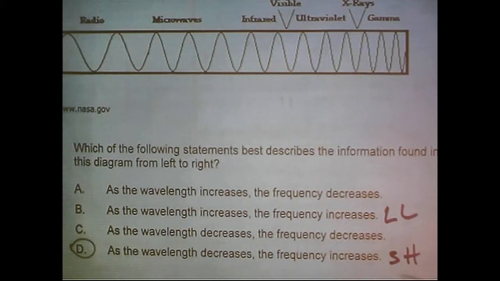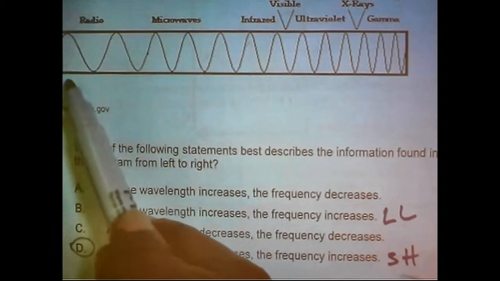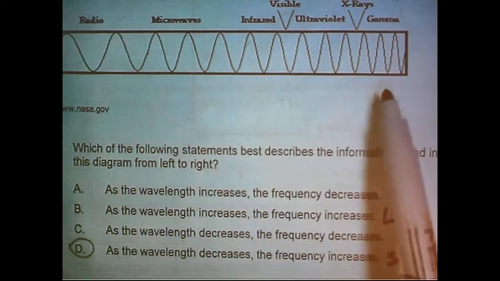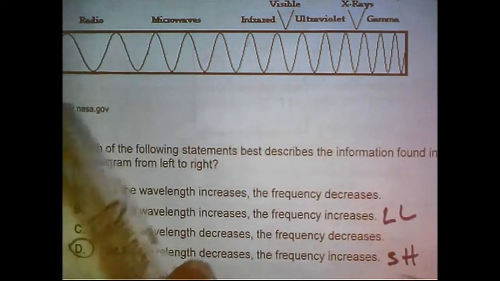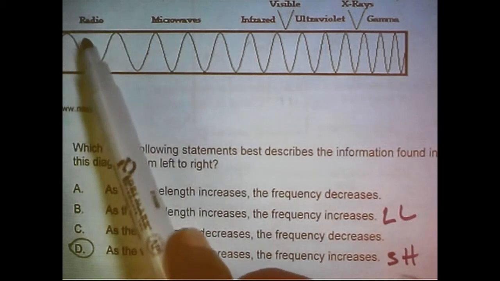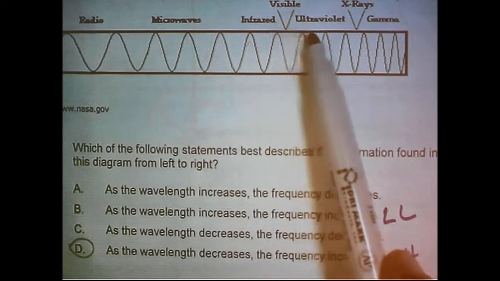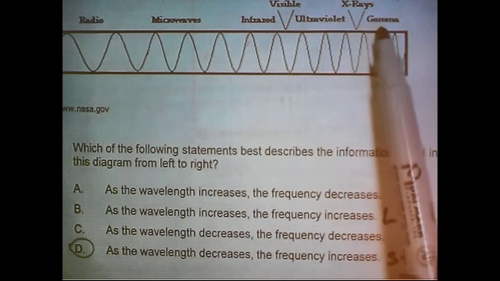Today we're going to examine this particular question, and it's looking at wavelength. We're looking specifically at a transverse wave. And from left to right, you're going to notice that the actual frequency increases. Now let's look at the properties of this particular wave. We have radio wave, microwave, infrared, visible spectrum, the ultraviolet, the X-ray, and then the gamma.